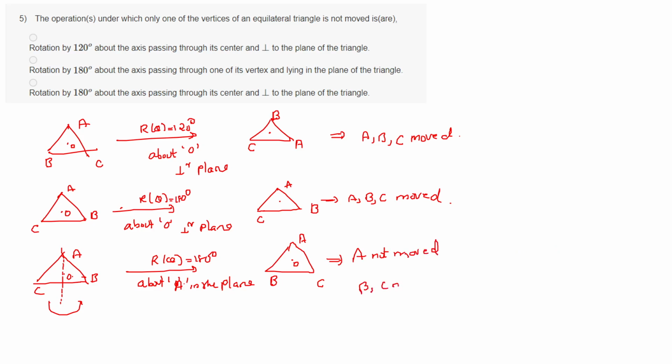B, C moved. So the answer will be rotation by 180 degree about the axis passing through the vertex A, lying in the plane of the triangle. Okay. So just go through it, then we'll move to the next one.